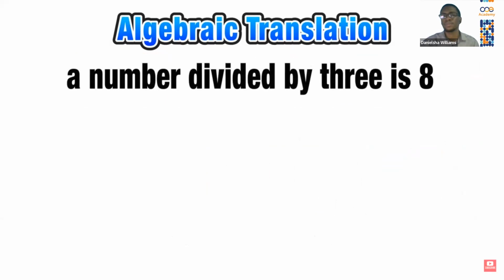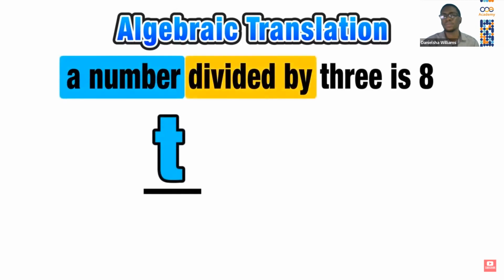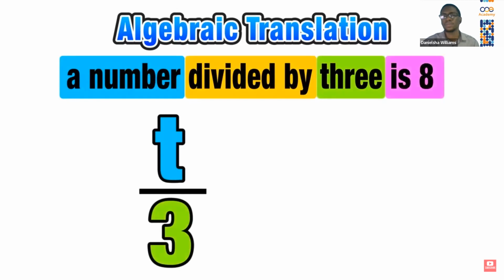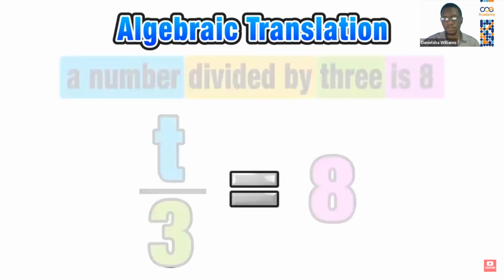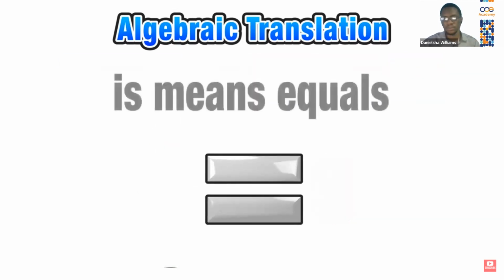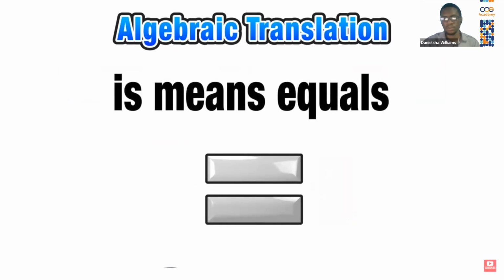And now let's look at a number divided by 3 is 8. So we have a number, let's call it t, and we're dividing it by 3, so let's use a fraction, t over 3. And when we say is 8, that just means that it equals 8. So be aware that the word is or is equivalent to just means equals to.